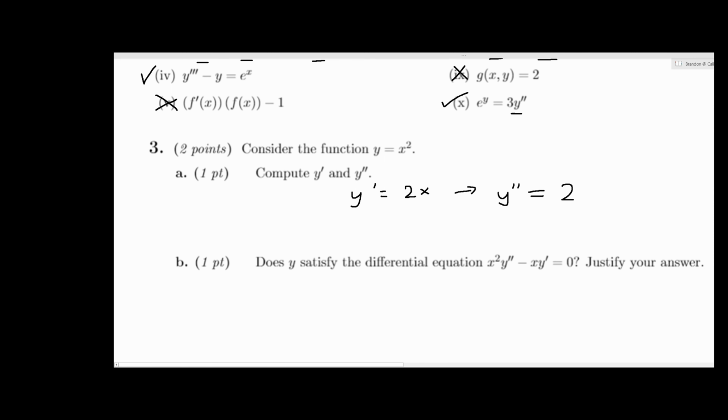For part B, does y satisfy the equation? Justify your answer. Yes, it does. And here is why. We're going to use part A and plug in these values. So x squared times 2 minus x squared, and then y prime is 2x. So this turns out to be 2x squared minus 2x squared, which equals 0. Therefore, it is justified.